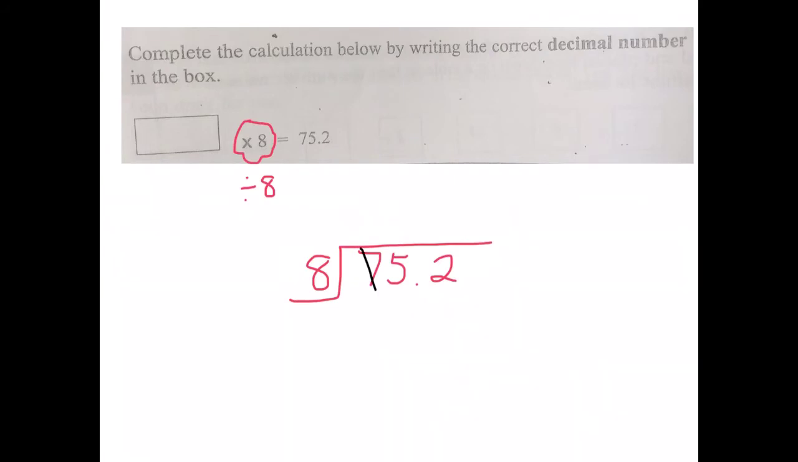8 into 7 does not go. 8 into 75 goes 9 times, and you've got 3 left over because 8 nines are 72. And 8 into 32 goes 4 times. So our missing number is 9.4.